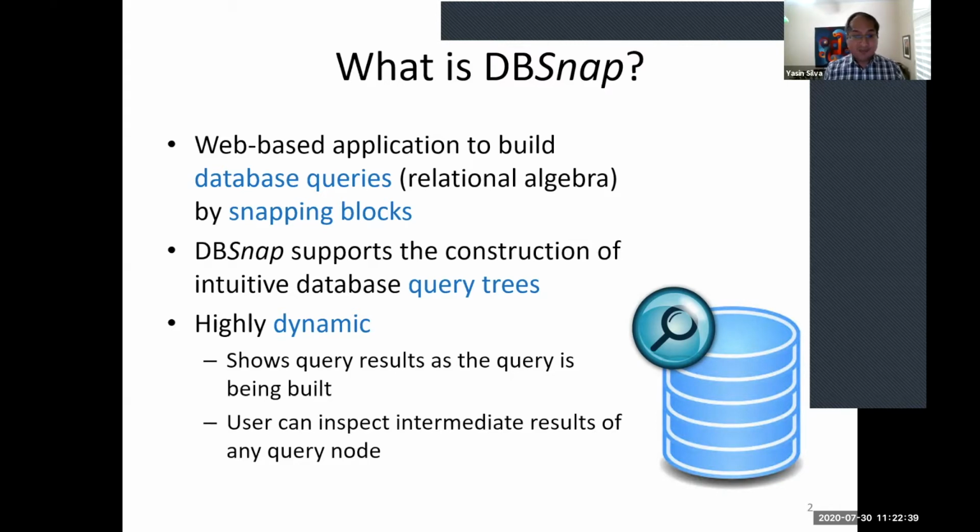The system is also built to be highly dynamic, and that means that as the student builds the query, the system actually shows intermediate stages of the query that is being constructed. So as soon as somebody moves a new block or connects a block with the existing query, then the new result of the query will appear immediately without the need of executing the query itself. Also, the student is able to inspect the internal result of any intermediate node in the query tree by just clicking on that node, and that intermediate result will appear immediately on the interface too.